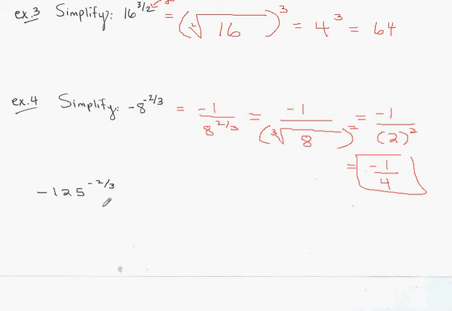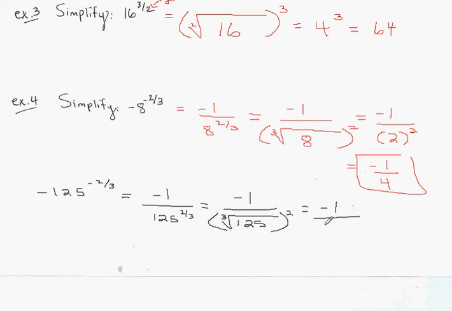Okay, let's see if you got the correct answer. So we would have -1 over 125 to the +2/3 power. That would be the cube root of 125 squared equals -1. 5 times 5 times 5 gives you 125, and then we would square that. So we get -1 over 25. These are slightly fun, I think. I don't think you'll mind these too much.